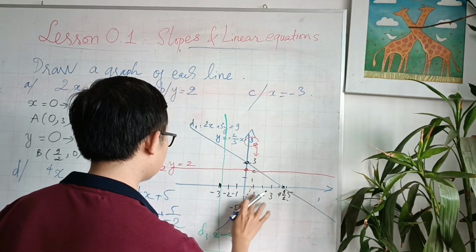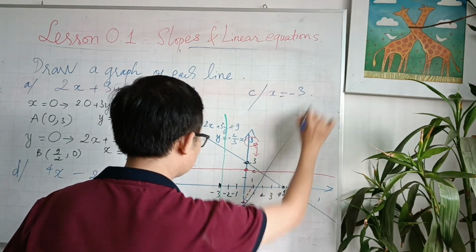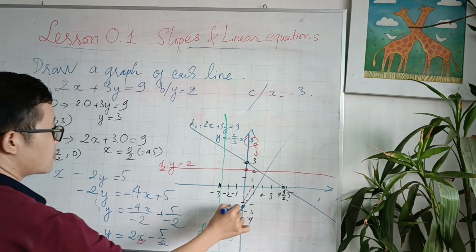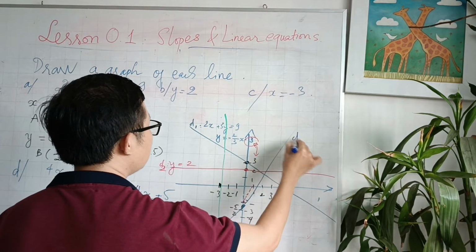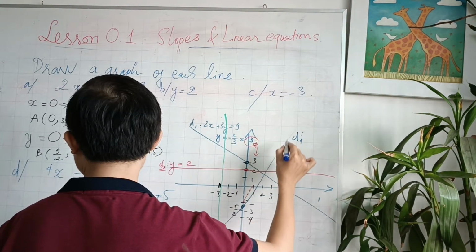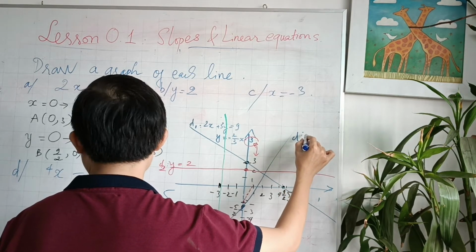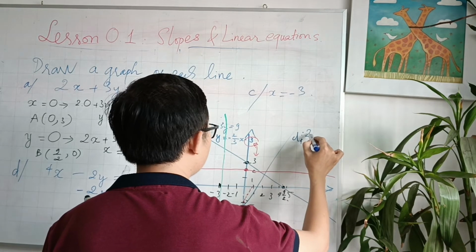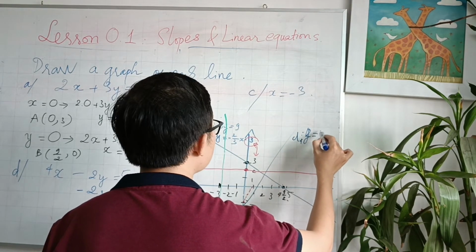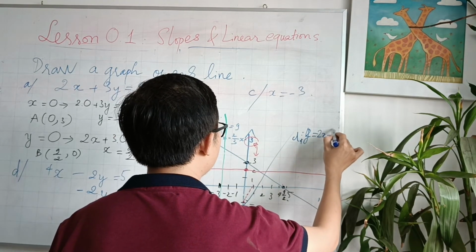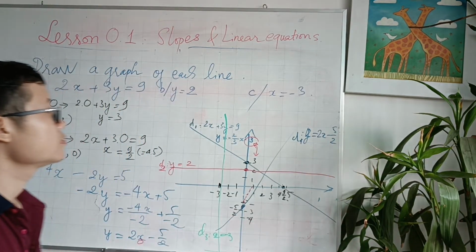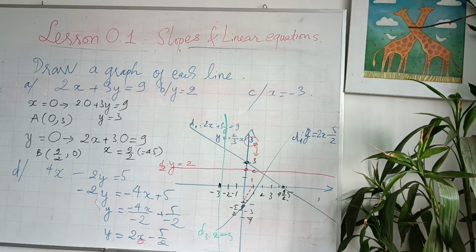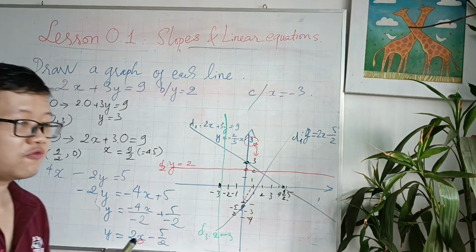Maybe it's here, D4. I can write this as y equals 2x minus 5 over 2. Okay. It is the way we draw the graph of the line.